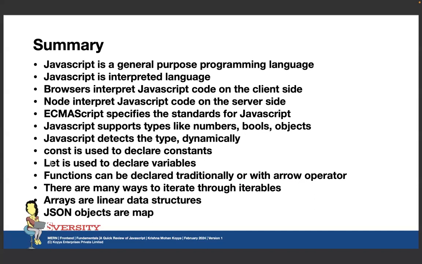Sorry for that. Functions can be declared either traditionally or with the arrow operator, like what we have seen. And there are many ways to iterate through these iterables, like traditional for loop, forEach, for in, for of, etc. And we have seen a linear data structure like array and a mapping data structure like JSON. All right, so that's the summary of this particular session.